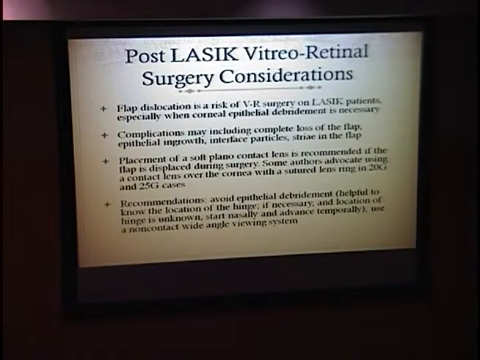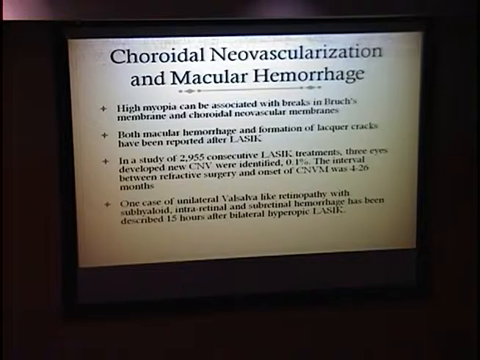If the location of the hinge is unknown, the recommendation is to start nasally and advance temporally, because that's usually where it is, and your risks of displacing it are the least. And use a non-contact wide-angle viewing system like the BIOM instead of irrigating contact lenses.